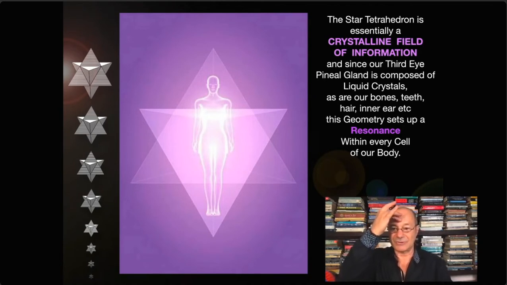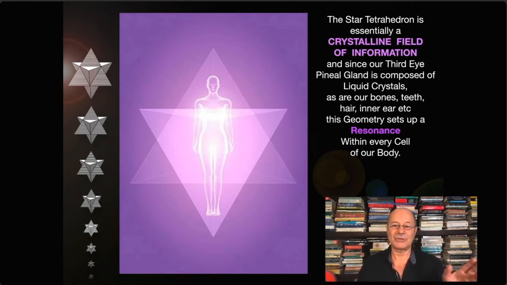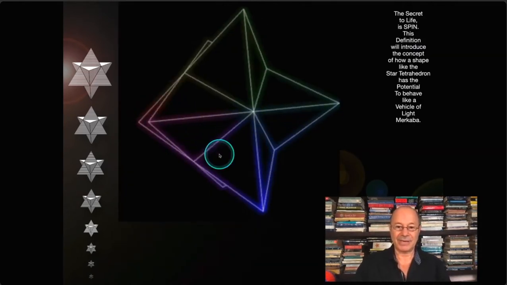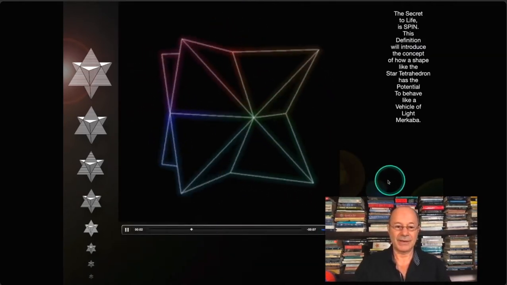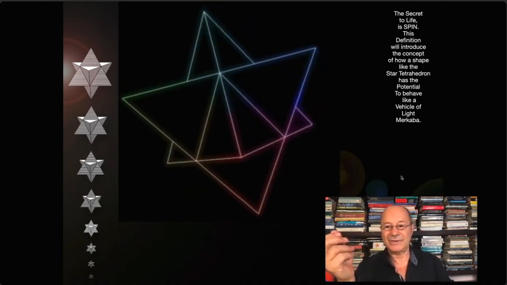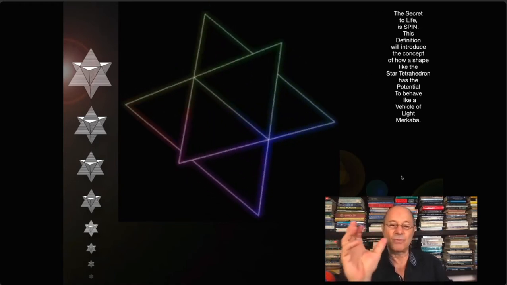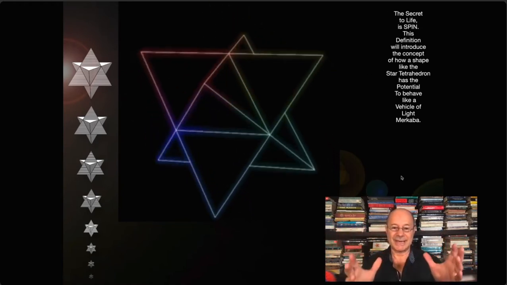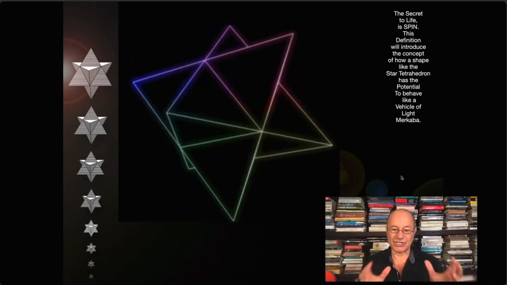and we know that our third eye is composed of liquid crystals, as are many parts of our bodies, bones and teeth and hair and inside the ear. So this geometry sets up what I call a resonance within every cell of our body. And we're going to conclude later on with what happens when we spin this crystalline field. That's what the Merkaba is, but right now we're just examining some of the facets of the shape called the star tetrahedron.